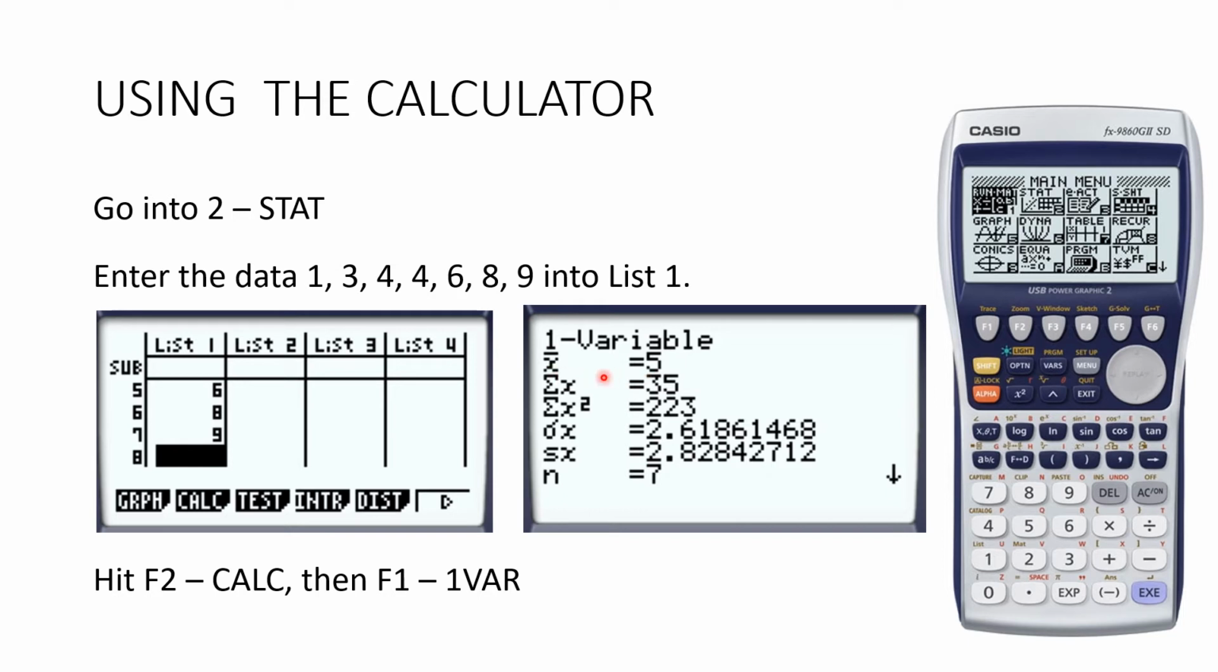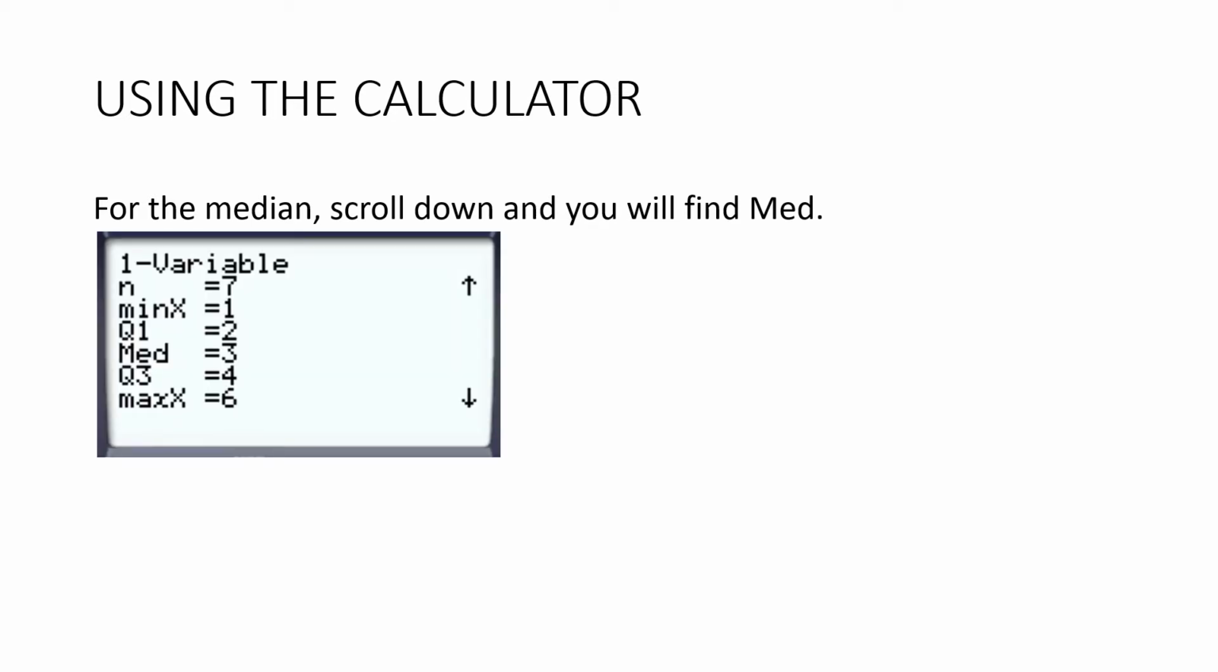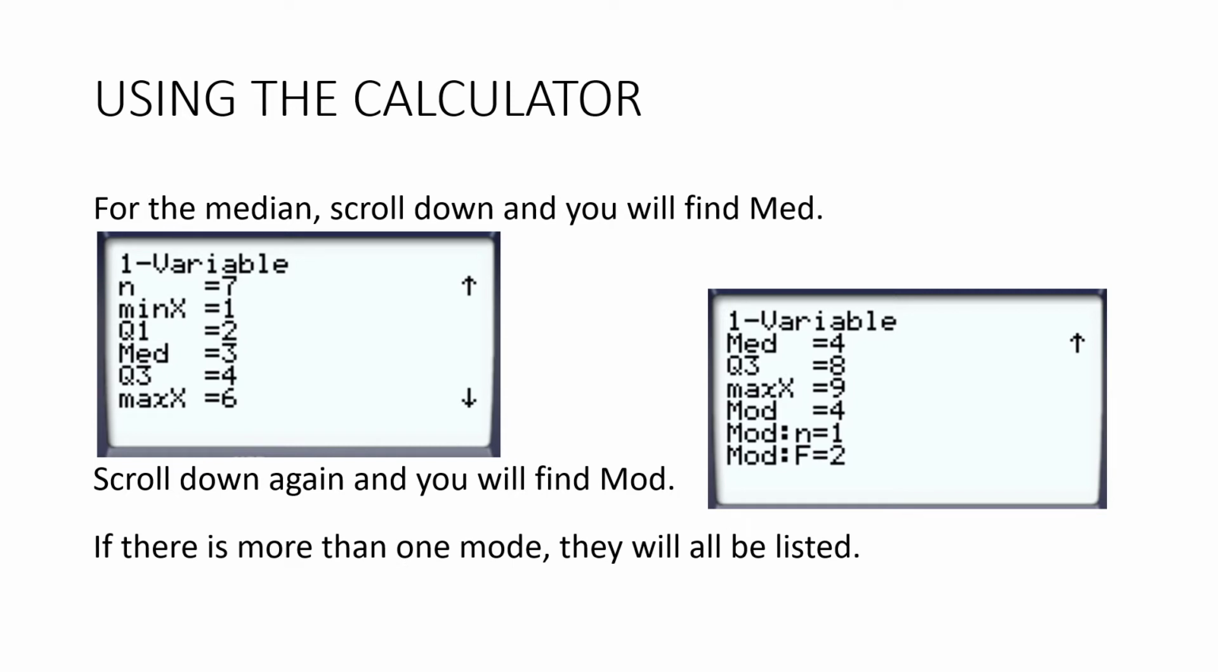Here is the mean. For the median, you scroll down and you will see median here. And scroll down again and you're going to find mode, which is here. Now, if there's more than one mode, they will all be listed, even if there's more than two. So you need to be mindful that if you see more than two modes, then you say that there aren't any modes.